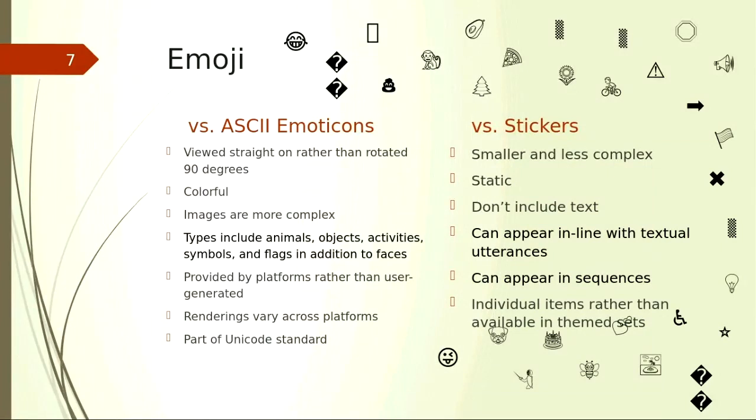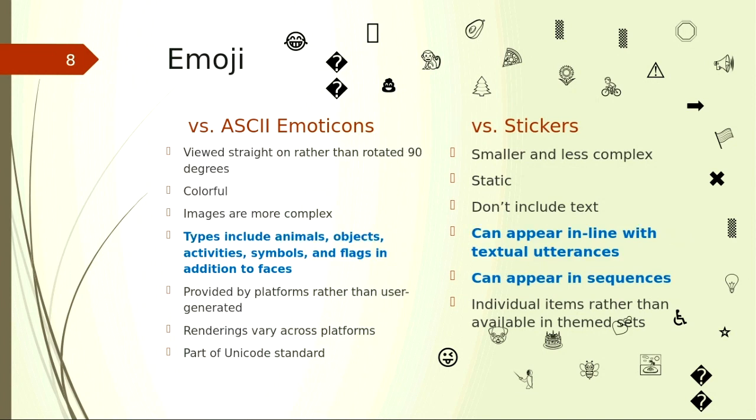So I would say there are 3 characteristics that are going to be particularly important for my talk today. First of all, that emoji offer a variety of different types of content, that they can appear together with textual utterances, and that they can appear in sequences. Oh, and I had all these lovely pictures of emoji that didn't render there, sorry.